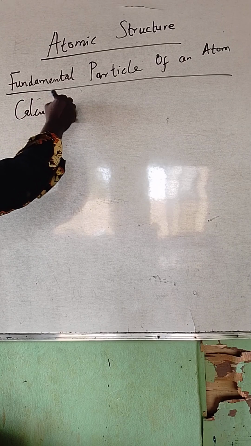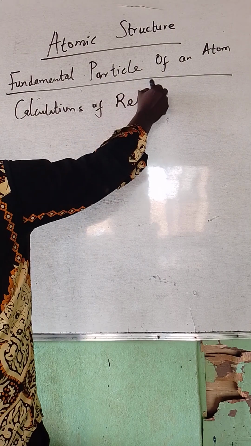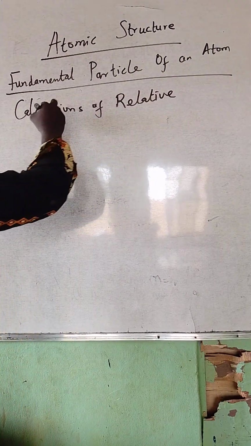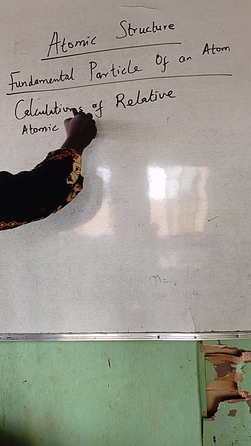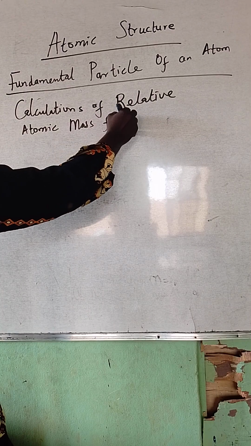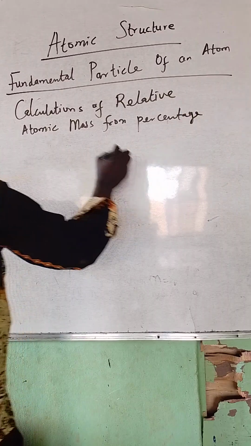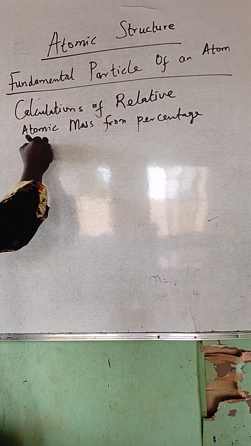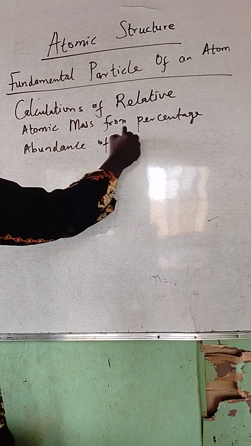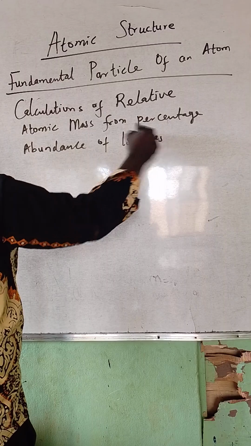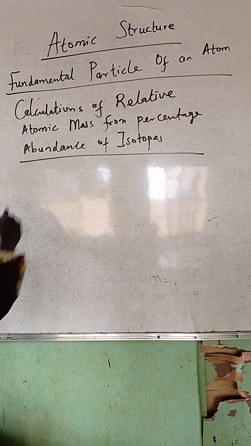Calculation of relative atomic mass from percentage abundance of isotopes. Now we are given, let's use this example.